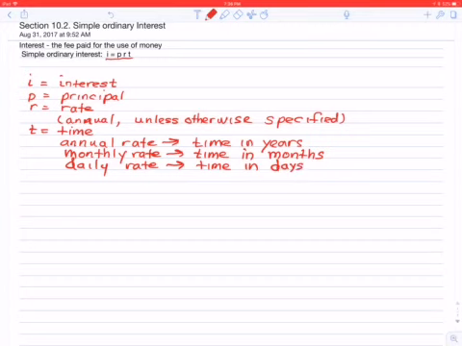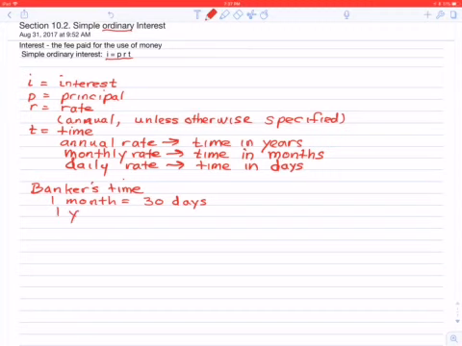Now to calculate simple ordinary interest, we use banker's time. Using banker's time, 1 month is an average of approximately 30 days. So 12 of these 30-day months, or 1 year, would be considered to have 360 days.